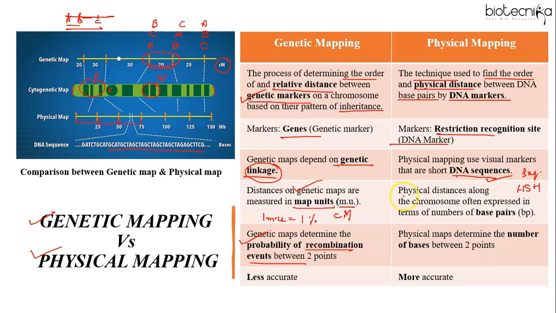Physical map measures the distances in base pairs or kilobases, where 1 kilobase is equal to 1000 base pairs. So as you can see here, the distance is measured in base pairs. And physical maps determine the number of bases between 2 points. Like if we are considering these 2 points, then we can determine the number of bases which are present between these 2 points or genes.